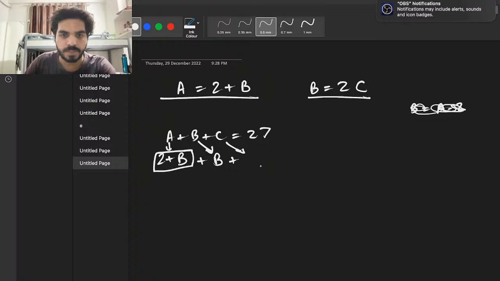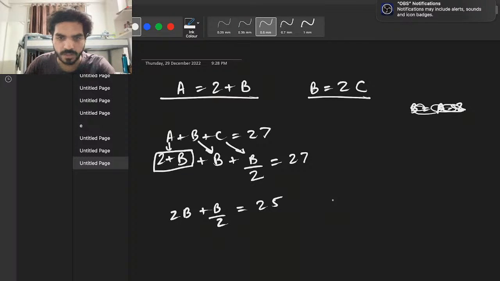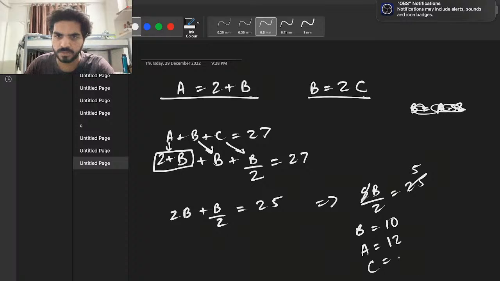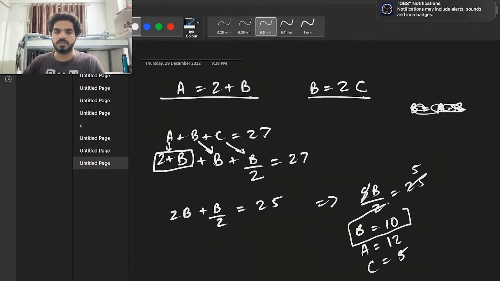C will be B by 2, and it is summed up as 27. Now taking 2 on that side, that will be 2B plus B by 2 is equal to 25. Solving it further, this will be 5B by 2 is equal to 25. Factoring down, B is equal to 10. A is equal to 12. C is equal to 5. But we were asked about B, so the answer is 10.